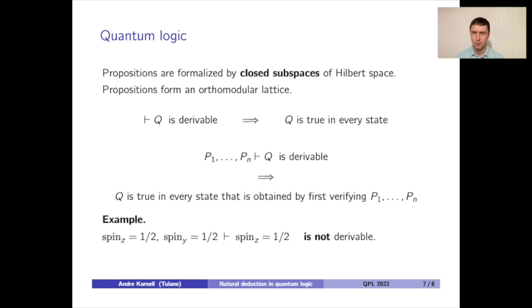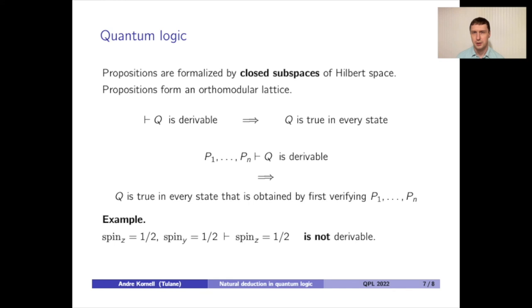What do I mean by this? I mean that we measure P1, we measure P2, and so forth to Pn, n measurements. And if we obtain a positive result for each of the n measurements, then we can be sure that Q is true. We can be sure specifically that the physical system is in a state where Q is true.